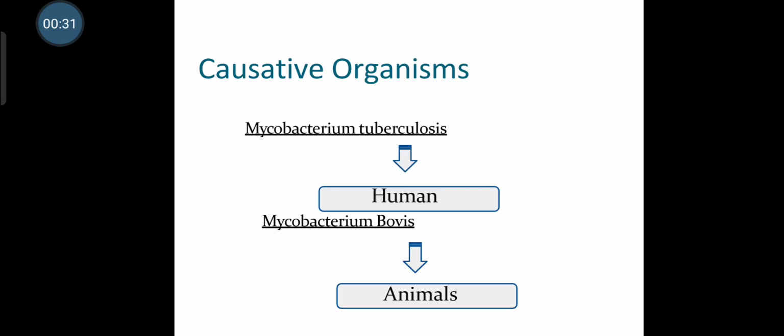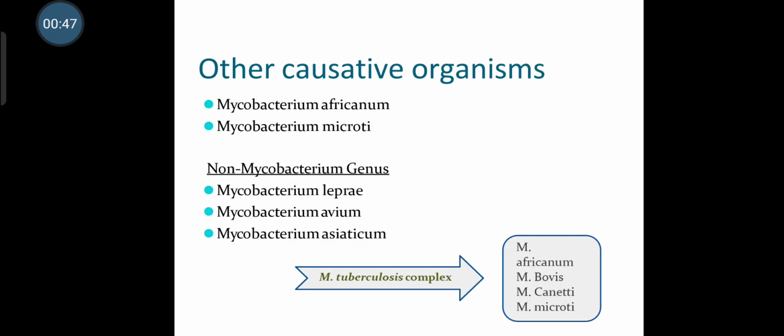The causative microorganism responsible for tuberculosis is Mycobacterium tuberculosis, which causes tuberculosis in humans, and another species, Mycobacterium bovis, which causes tuberculosis in animals. Other causative mycobacteria include Mycobacterium africanum and Mycobacterium microti, and there are also non-tuberculous species, which include Mycobacterium leprae, Mycobacterium avium, and Mycobacterium asiaticum.